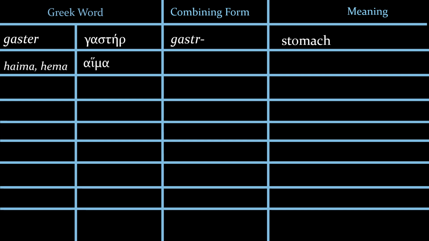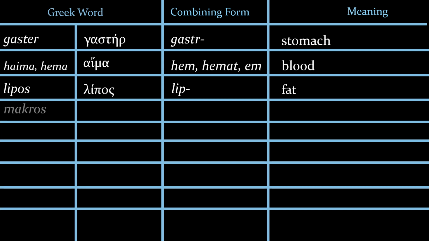And another one that we've seen before, haima. If you've had ancient Greek, you've learned to pronounce that rough breathing, hema or haima. And lots of combining forms with this one. This is where we get blood and hematologist. Okay, lipos, lip is fat. Macros, macr is its combining form.